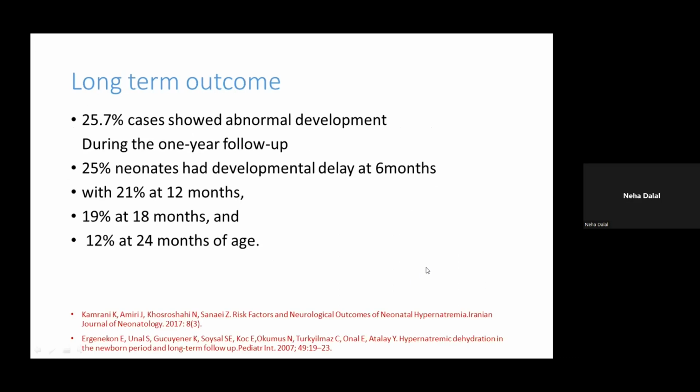Kamrani et al., when they reviewed the babies in 1 year follow-up, found that there was a delay at 6 months in about 25% of the babies who had hypernatremia in the neonatal period. And this delay was about 12% in babies up to 2 years of age follow-up.